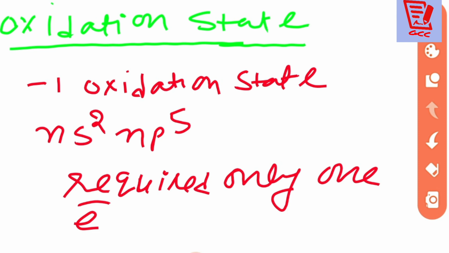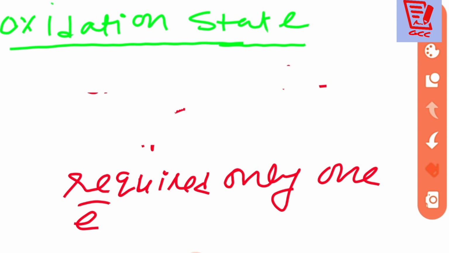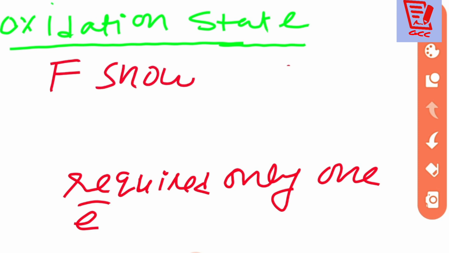After that, fluorine is the element that will show only a -1 oxidation state. No positive oxidation state. Fluorine will show only the -1 oxidation state.